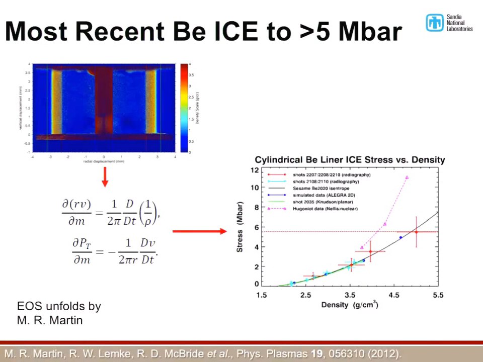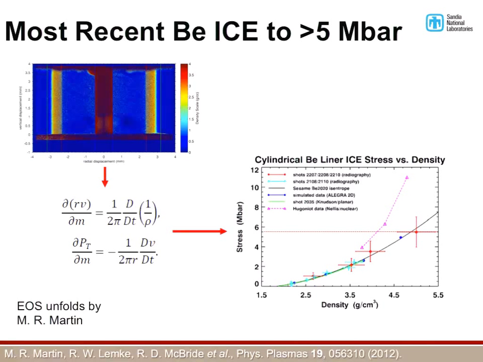And from the isentropic experiments, there's this unfolding procedure that Matt Martin wrote up in Physics of Plasmas in 2012, where we were able to take the radiographs, convert the radiographs to mass images, and then run them through some hydro equations, and we were able to unfold the isentrope.